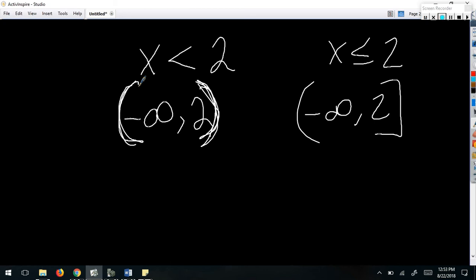So if it includes, like this line is under it, that's how you know to do a bracket. If it does not, it's a parenthesis. And infinities always get parentheses. Let's do another, because I got to add a little something to it, but I want to make sure you got this.